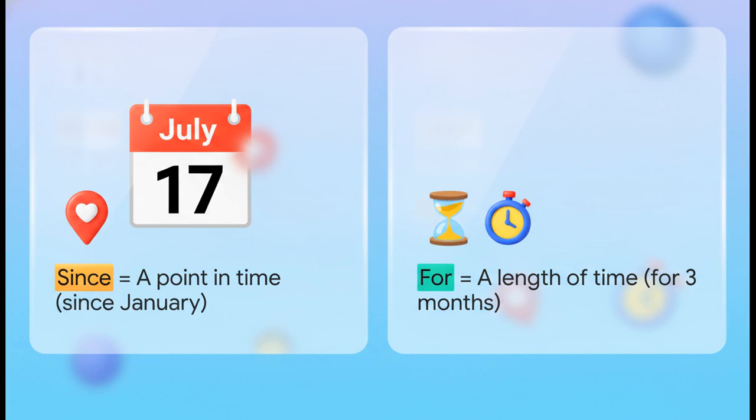for. We use since when we want to talk about a specific starting point in time. For example, since January or since 2015. But we use the word for when we want to talk about a length of time. For example, for 3 months or for 5 years.